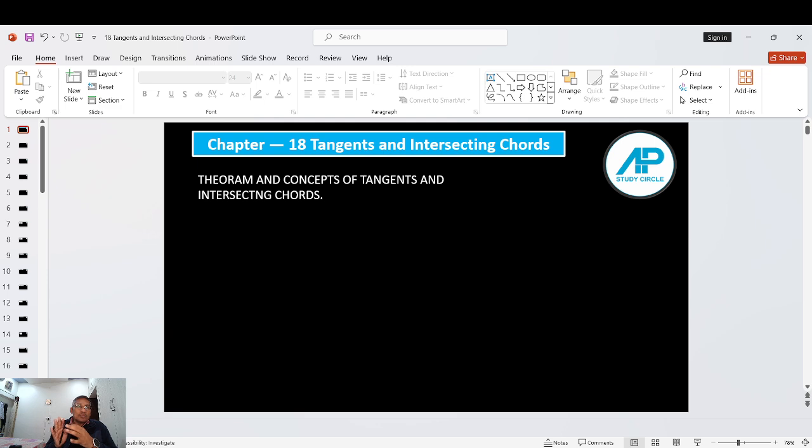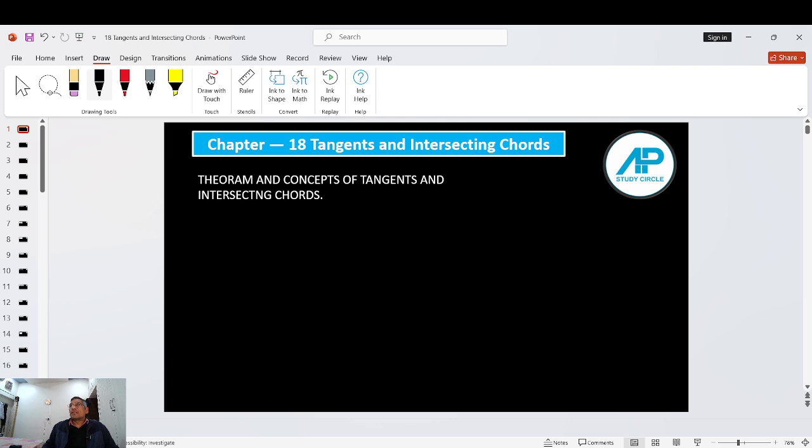The first part belongs to the property of tangents, and then I will take you to the next topic, that is intersecting chords, or the property of intersecting chords. So let us understand what a tangent actually is. First of all, we should know what a tangent is, how a tangent behaves, and what property makes a line a tangent to the circle. So I'm simply making a circle.